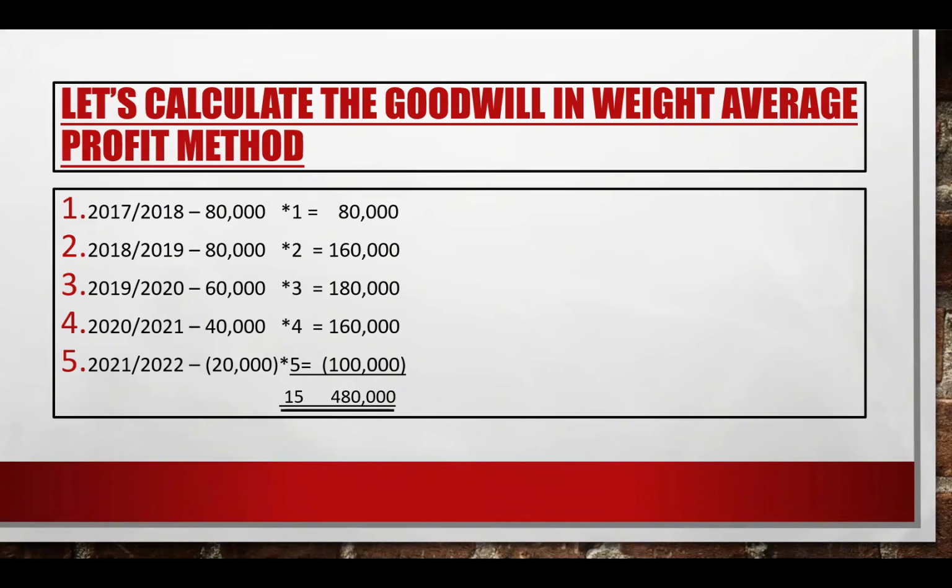2020 to 2021: 40,000 multiply 4 equals 160,000. 5: 2021 to 2022 equals minus 20,000 multiply 5 equals minus 100,000. Total value equals 480,000.